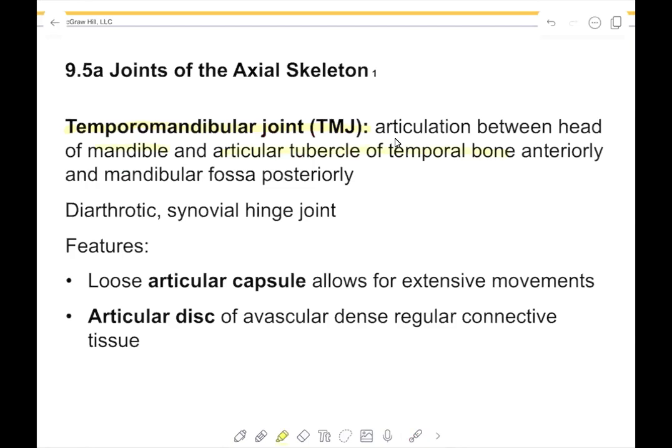And specifically, the articular tubercle fits into the mandibular fossa, which was a bony landmark that you learned on the temporal bone. So it's classified functionally as a diarthrotic joint and structurally as a synovial hinge joint. And it contains a loose articular capsule for extensive movements. It also has an articular disc of avascular, dense, regular connective tissue.